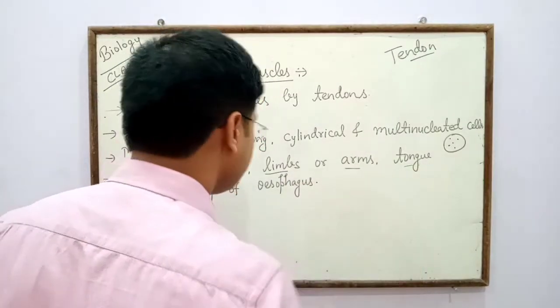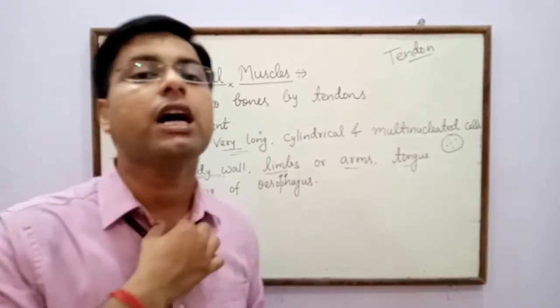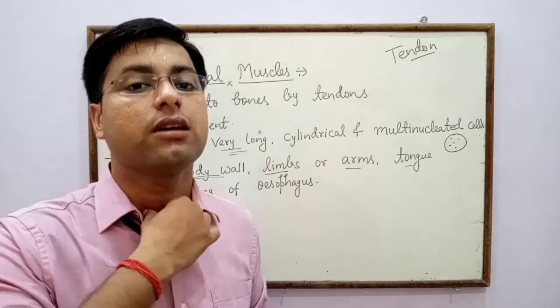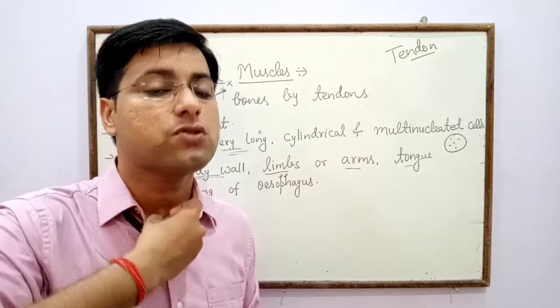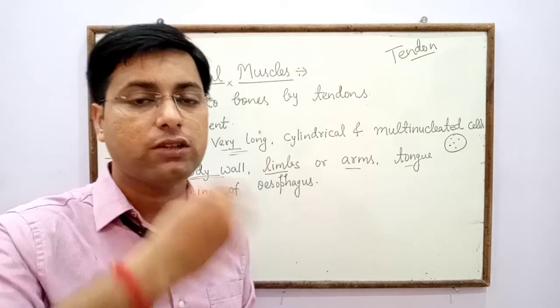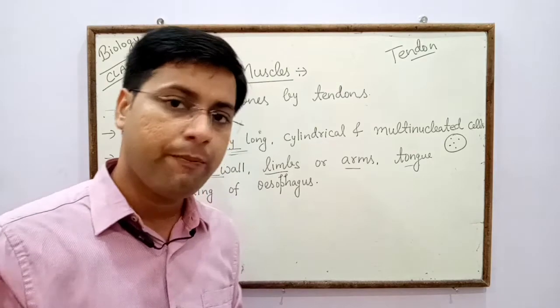After that, in the tongue, and the beginning of the esophagus. Beginning of the esophagus means after the pharynx, the portion is the beginning of the esophagus, that is the food pipe, and through the food pipe the food material is conducted from the mouth to the stomach.